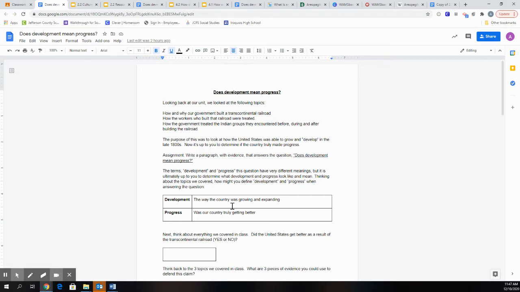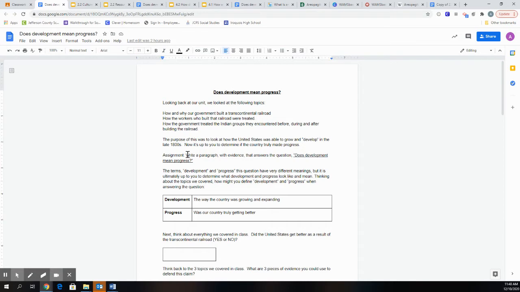So again, I just went over what we covered looking back at our unit. The purpose of this was to look at how the U.S. was able to grow and develop in the late 1800s. Now it's up to you to determine, did the country truly make progress? So you're going to write a paragraph. It can be that typical 3.8 or 8.3 paragraph with 3 pieces of evidence, 8 sentences total.